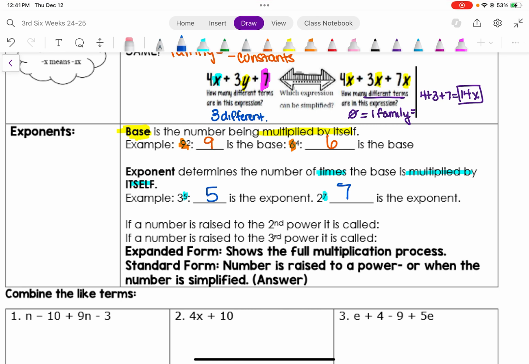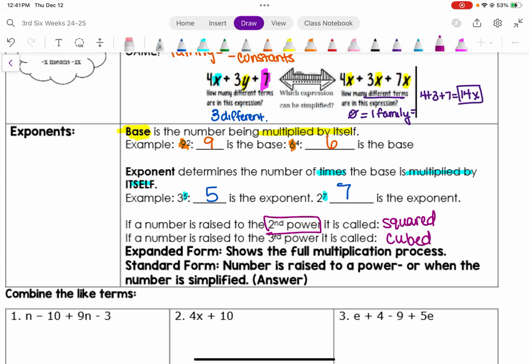So if a number is being raised to the 2nd power, it's called being squared. If a number is being raised to the 3rd power, that is being cubed. Those will come up a lot when we're in geometry.